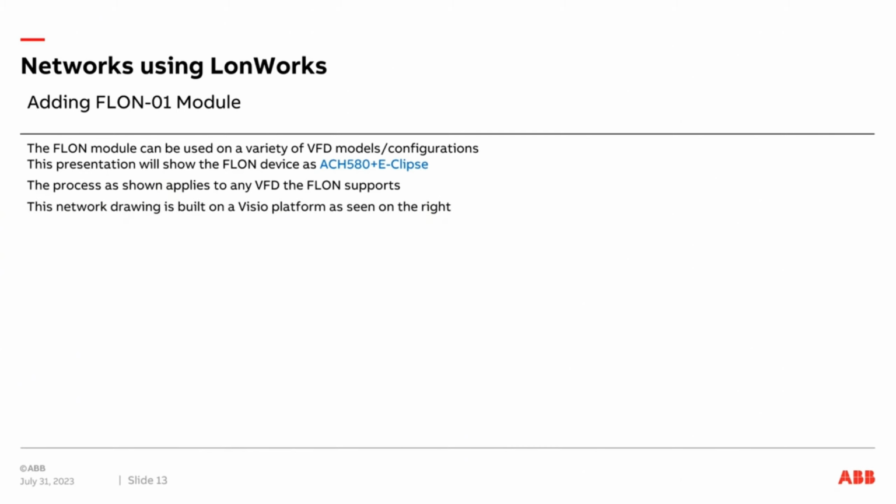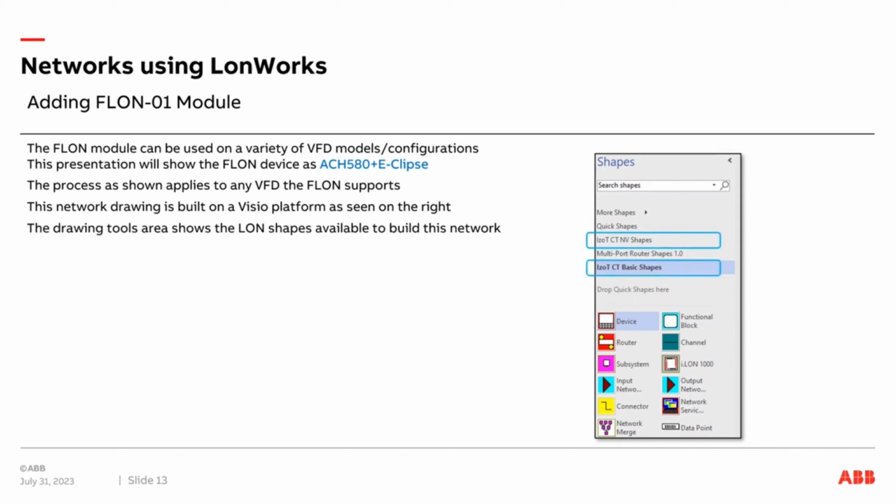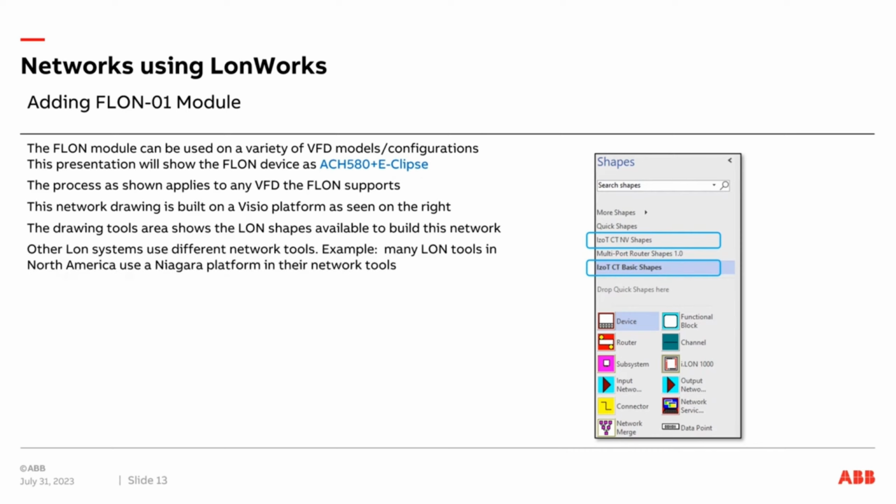Now, I've previously mentioned that the Echelon network tool is built on a Visio platform, as seen on the right. And in the drawing tools area, Echelon has added some Izot shapes into the Visio as a way to build their network. Now, other LAN systems don't use this Visio platform. They have their own tool. And as an example, a number of the LAN BMS tools in North America have used the Niagara platform, or backbone, if you will, to build their network and their network tools.